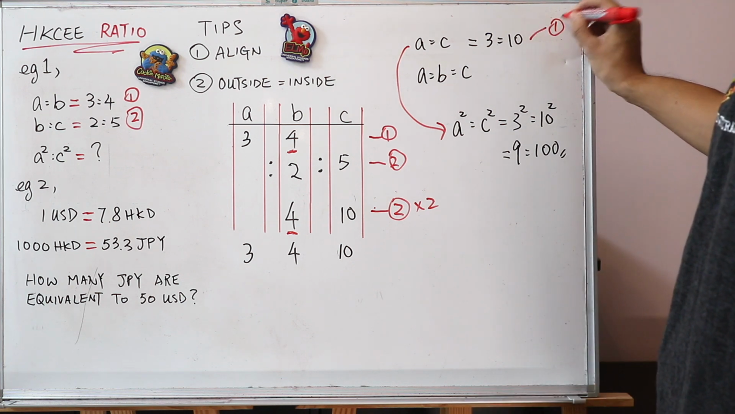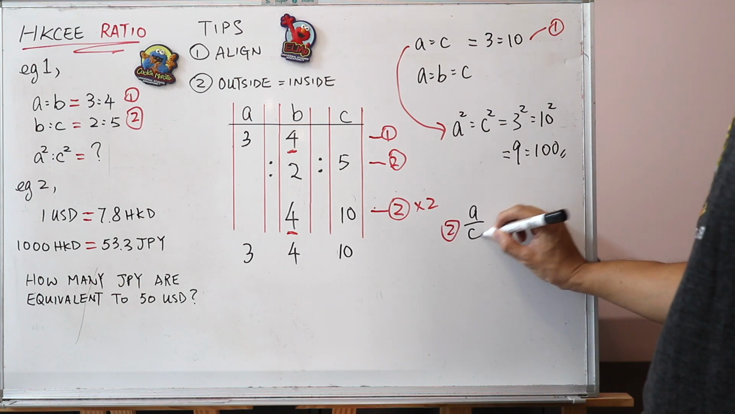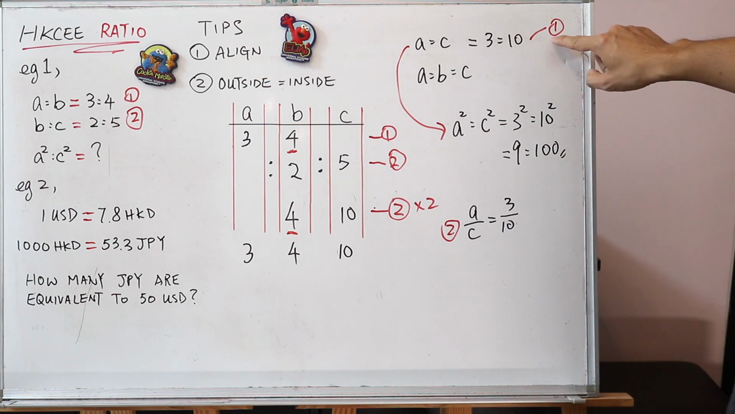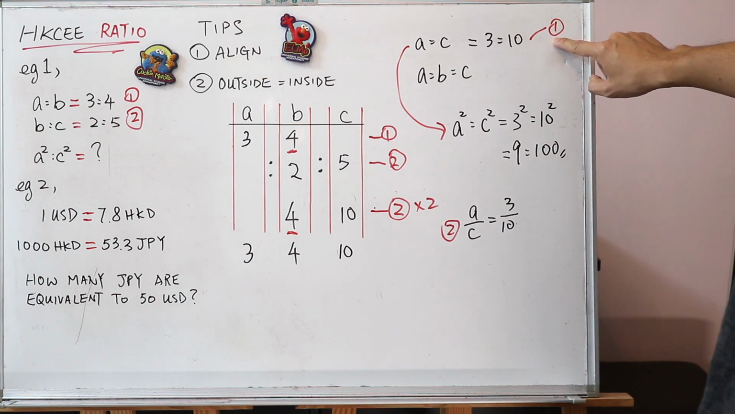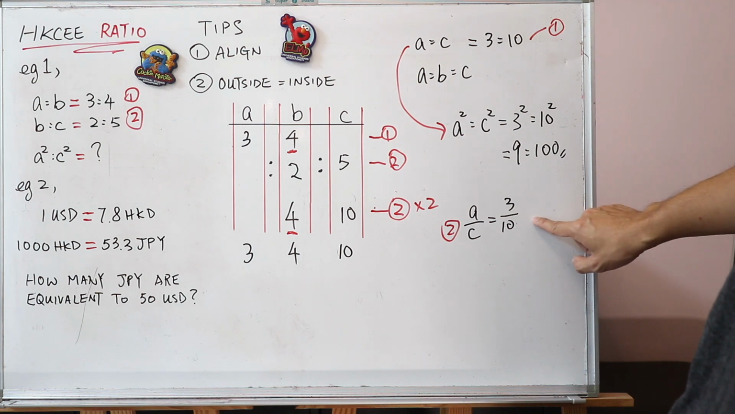This is one of the formats. The second format is like this: A over C is equal to 3 over 10. So what this is representing is exactly the same as what this proportion statement is representing. It is only a different format, but they represent the same thing.